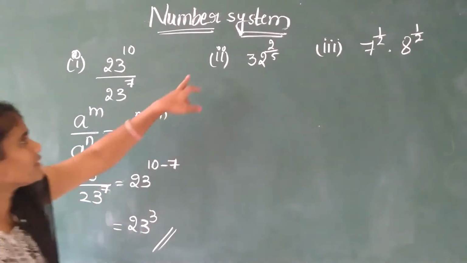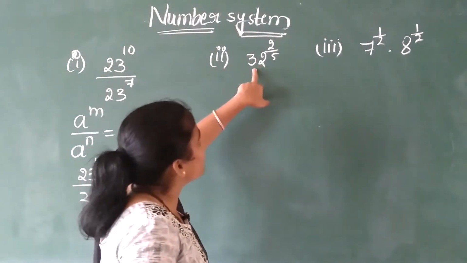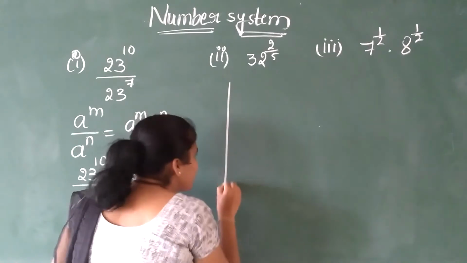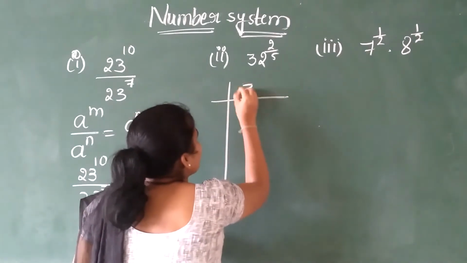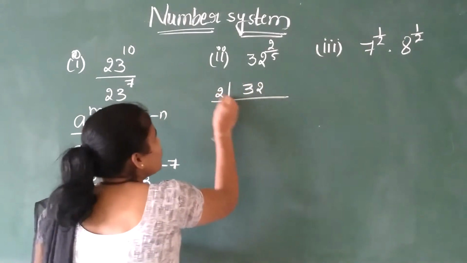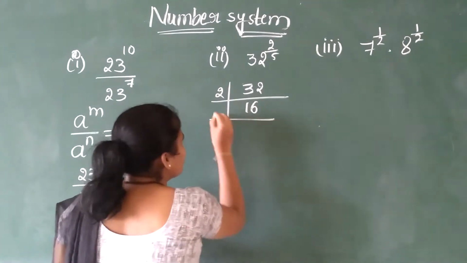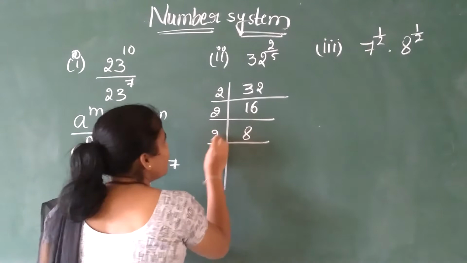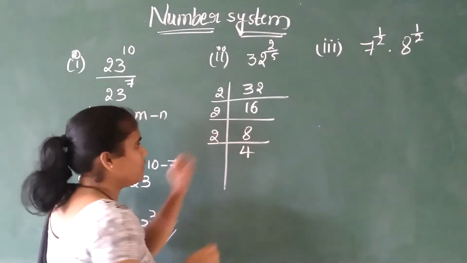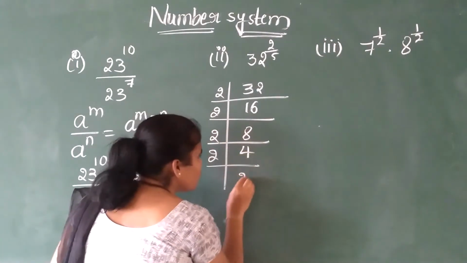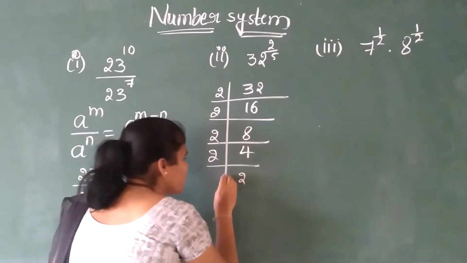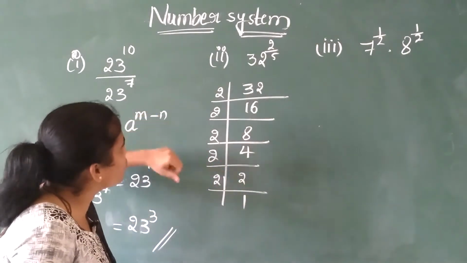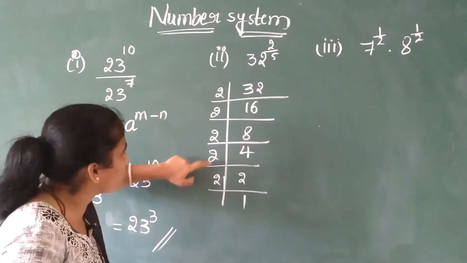Okay. Next is the second one, that is 32 to the power 2 by 5 is there. First we have to take the LCM. 32, here 2 16s are 32, 2 8s are 16, and 2 4s are 8. Next 2 2s are 4. Next 2 1s are 2. Here we have multiplied 2, 1 2 3 4 5.